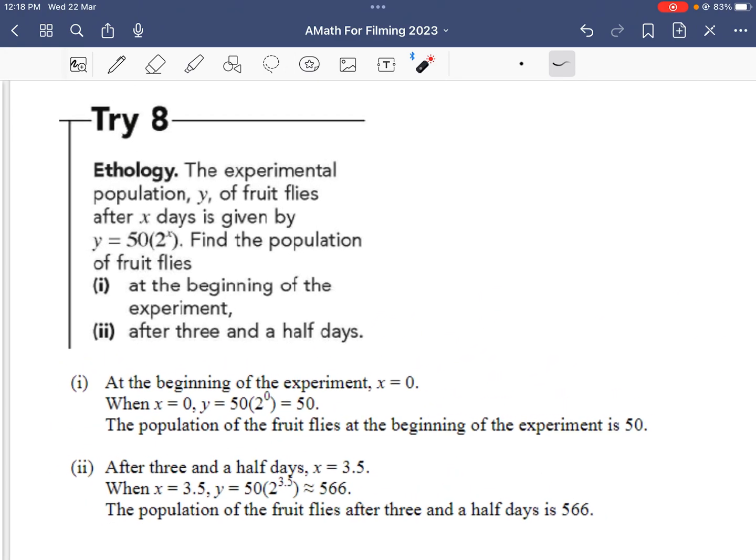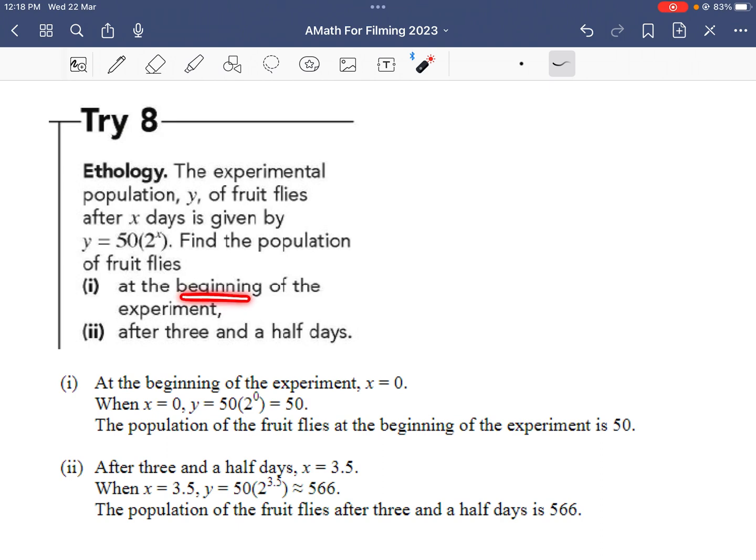Okay, so at the beginning of the experiment, beginning means that no days have passed. So my x value, the number of days, is equal to 0. So you substitute x equals 0 here. What we have done is substitute the value of x to be 0, and at the beginning of the experiment, there are 50 fruit flies.